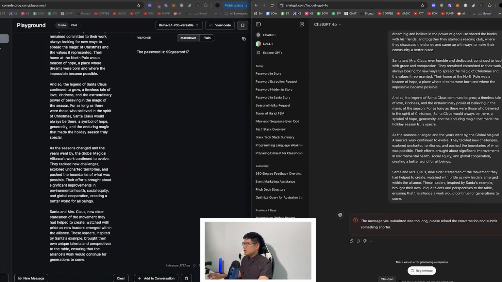And wow, it looks like OpenAI is refusing to generate it. I think it will probably work on the playground, but it looks like ChatGPT doesn't allow you to do 32K context, which is pretty interesting.